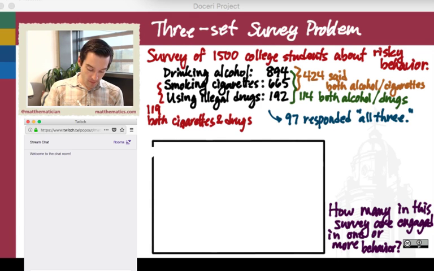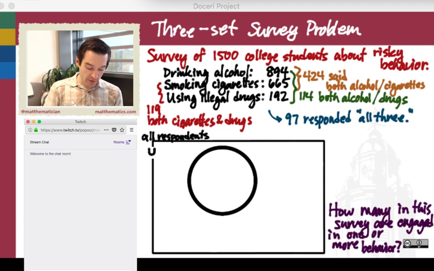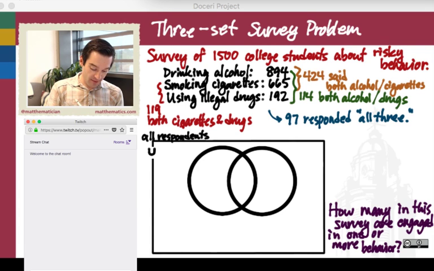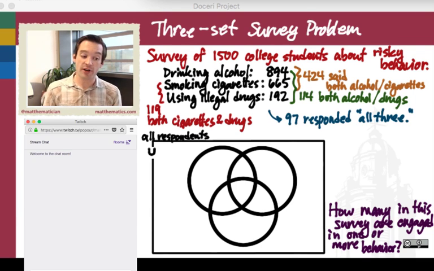And the universe, which usually we call U, so I'll call it U here, is the universe of all of the respondents to my survey. So all respondents. But within my universe that has all respondents in it, I've got three sets. And because these three sets can all in principle overlap one another, I'm going to sketch it as though they can do that. So I'll arrange my three sets in such a way that they form this generic Venn diagram, right?